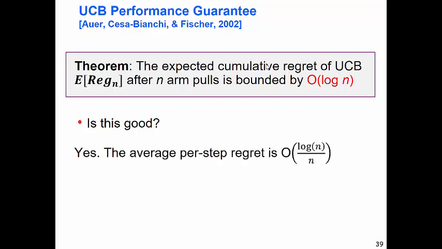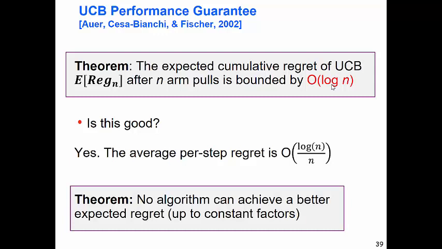So is this good? The way you want to think about this is, is this a good regret? It's actually a good regret because the average regret per step is this cumulative regret over n, and this goes to 0 pretty quickly. Log n over n goes to 0 very quickly, and so that's why people like sublinear no regret algorithms. They like this bound to be sublinear, because then your average per step regret goes to 0.